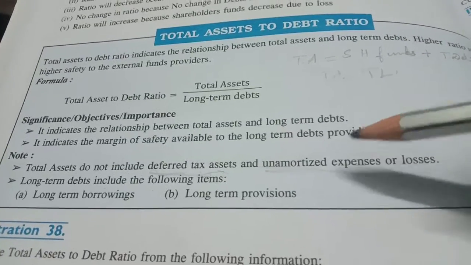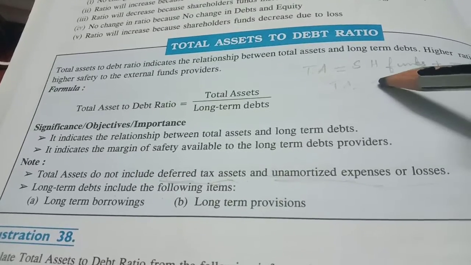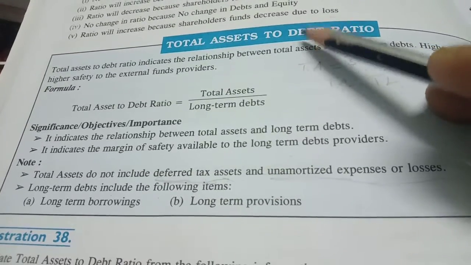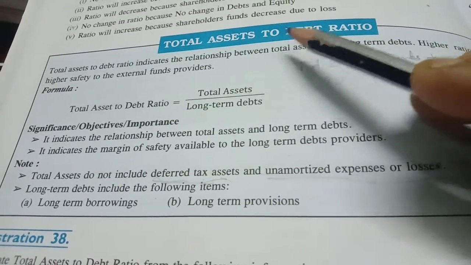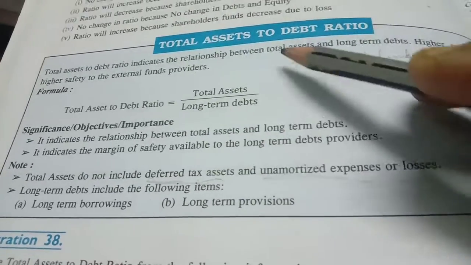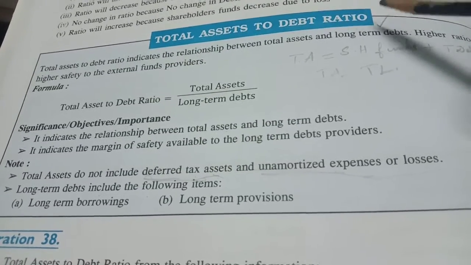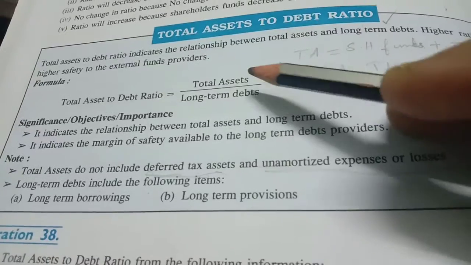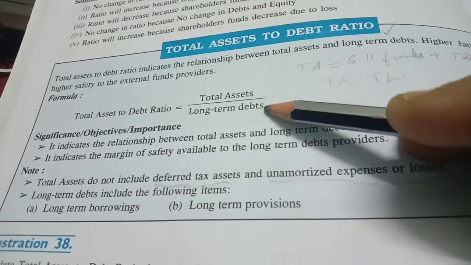So we finished the first type, that is the debt to equity ratio. Next we are going to see the second type of solvency ratio, that is the total asset to debt ratio. From the name itself, it's very easy to write the ratio: total assets divided by long-term debt.